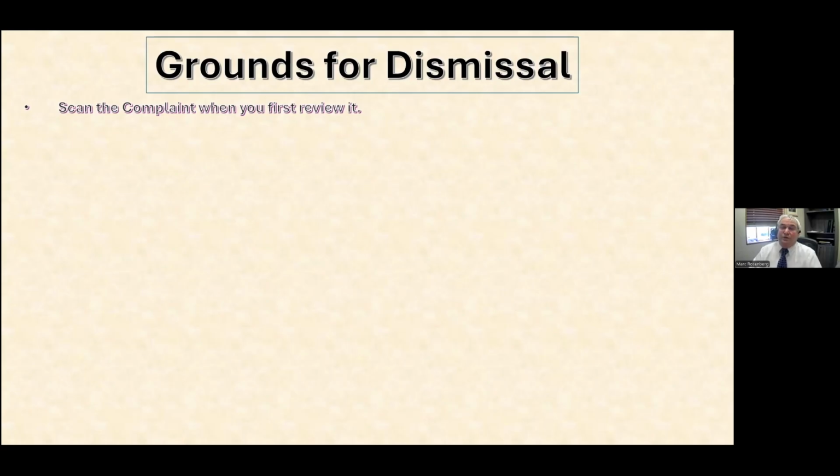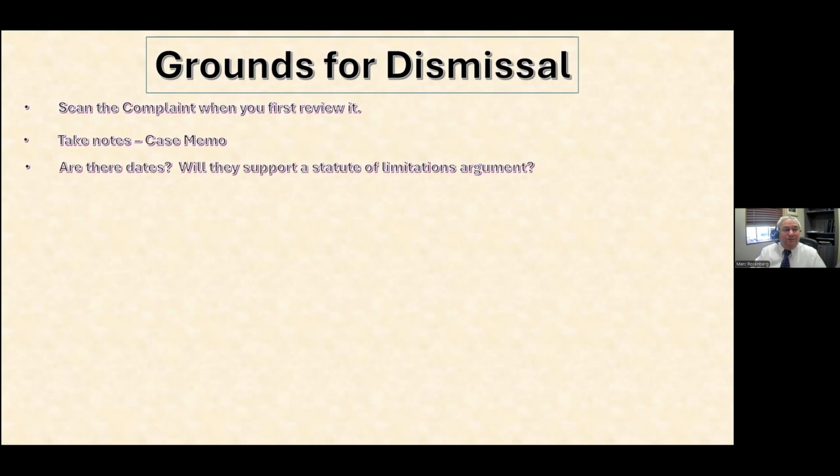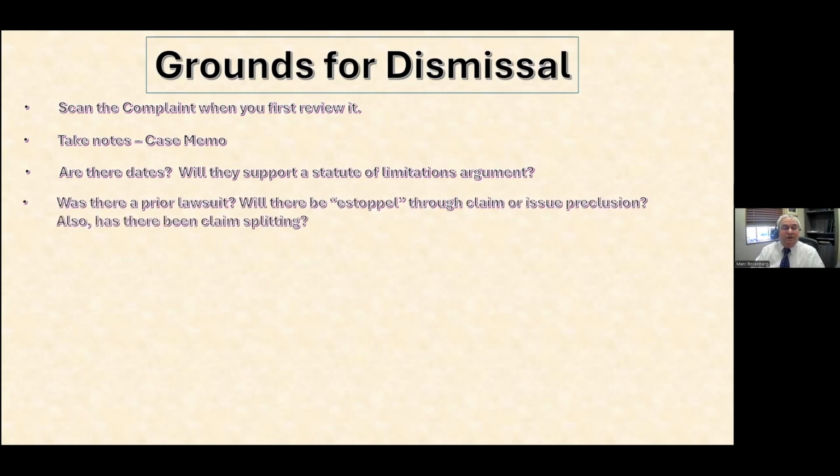And for either summary judgment or a 12(b)(6) motion to dismiss, you're going to want to start off looking at the complaint. So scan the complaint and review it. You can take notes. You can start a memo. I mean, your lawyer is probably going to be doing that. Or if you're a lawyer out there watching, these are just tips that you might consider. Look at the complaint. Are there dates in it? Will those dates support a statute of limitations argument?